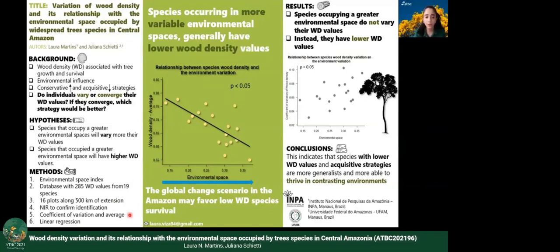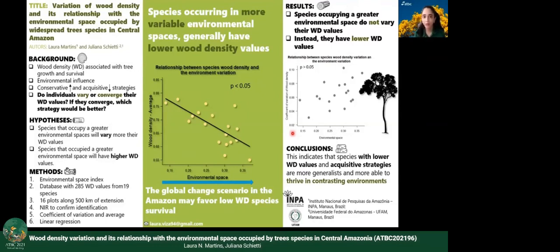We use coefficient of variation and the average of wood density to assess this variation of this trait, and to relate the wood density values with environmental space, we use linear regression. Our results show that species occupying a greater environmental space do not vary the wood density values. As in this graph, we can see that there is no evidence of adjustment of this trait based on environmental space occupied by the species.